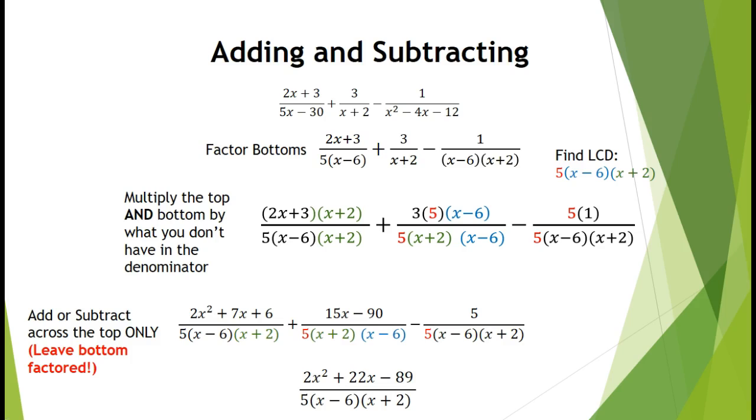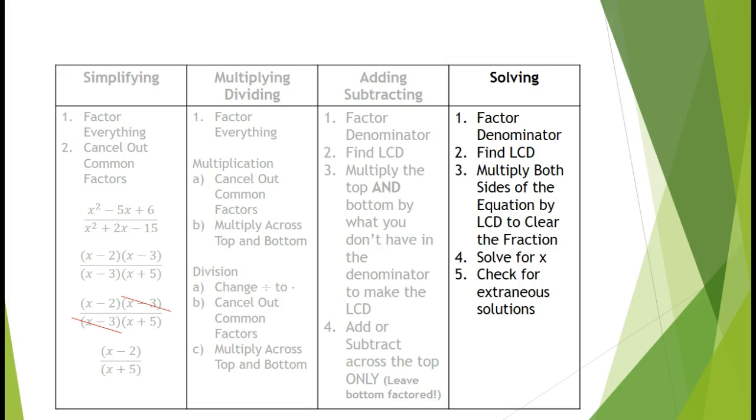All right, now last, let's look at solving. In solving, we also factor the denominator only. Then we also find the least common denominator. But in solving, we are going to clear the fraction so that we can easily solve for the variable. So we're going to multiply both sides of the equation, every term in both sides of the equation, by the LCD to clear the fraction.